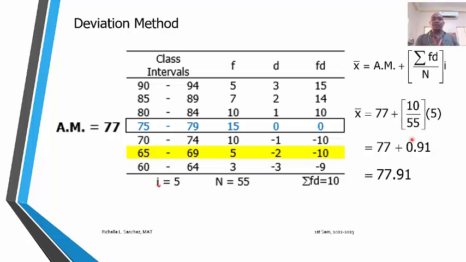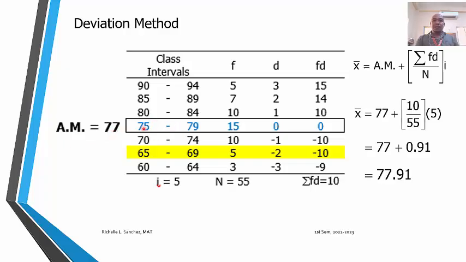Another method is the deviation method. In the deviation method, as we said earlier, mean is equal to assumed mean plus the summation of fd divided by n times i. So we identify already the value of our i as 5, and then we are going to construct the d column. So we constructed here the d column.